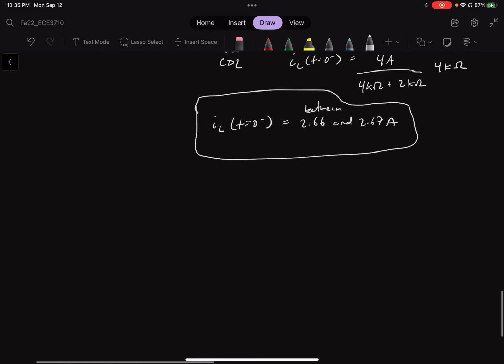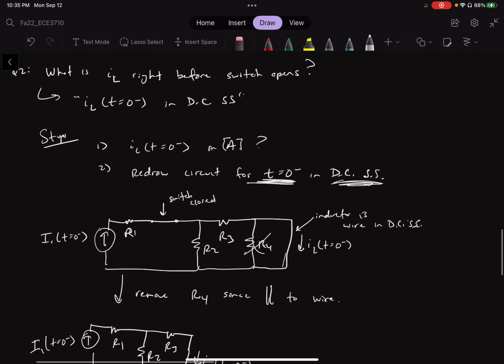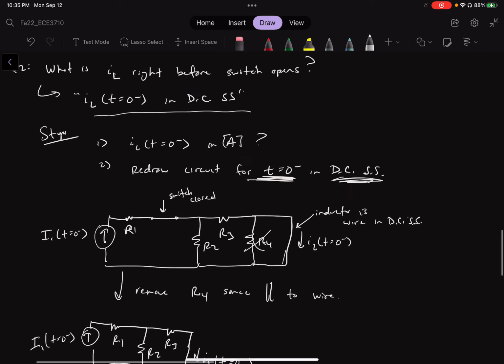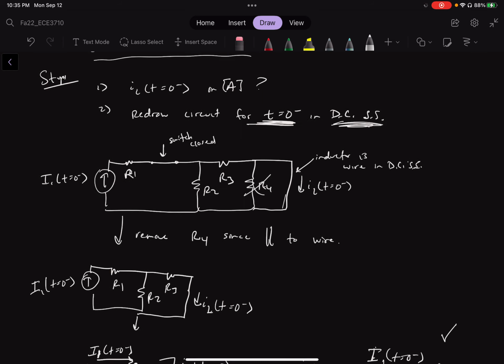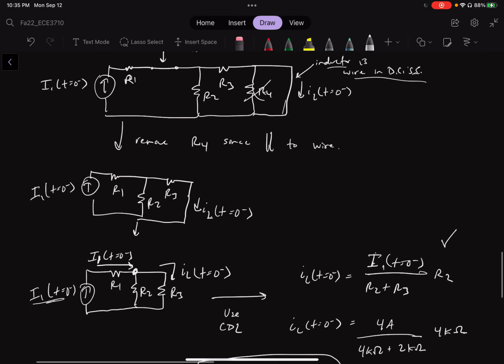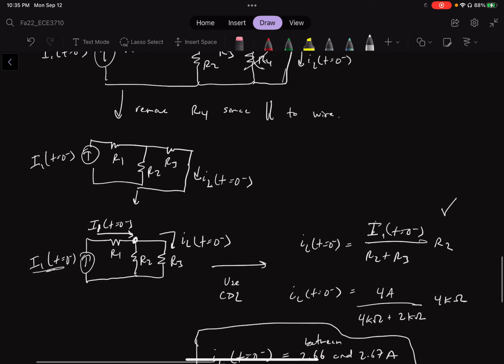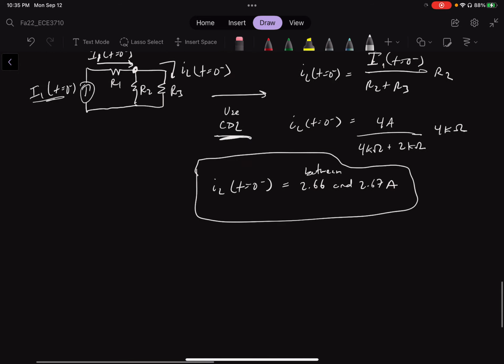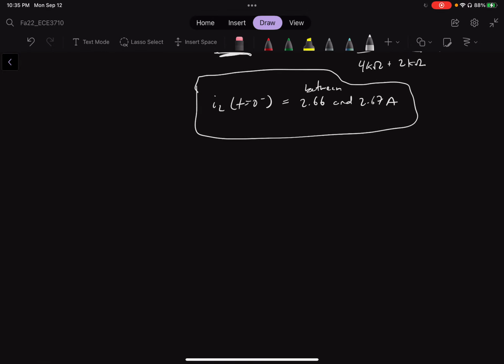All right, cool. Recap. In this problem, we were solving for IL of t equal to 0 minus in DC steady state. What we had to do was redraw the circuit for t equal to 0 minus and assume DC steady state. The inductor is replaced with a wire. The switch is closed because the switch has not opened yet, since we have not yet reached t equal to 0. We're at t equal to 0 minus, right before. We noticed that R4 is in parallel to the wire, so we removed R4. Then we noticed we were allowed to use current divider law with this equation, and we got that IL of t equal to 0 minus is between 2.66 and 2.67 amps. Next question.